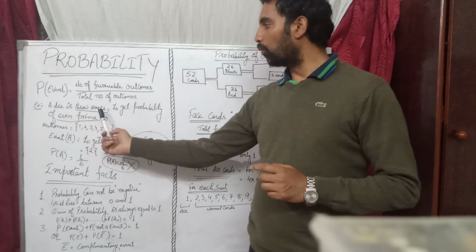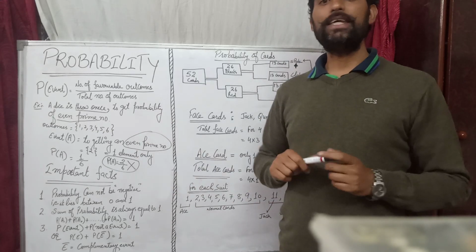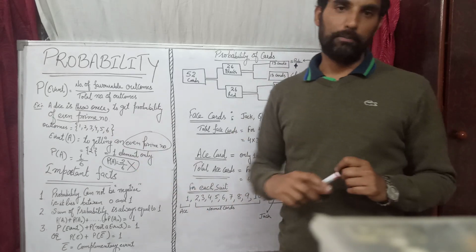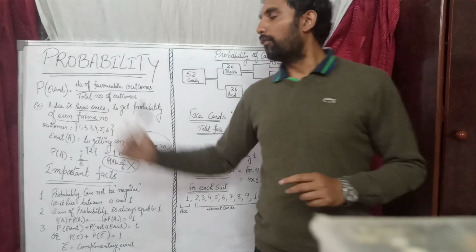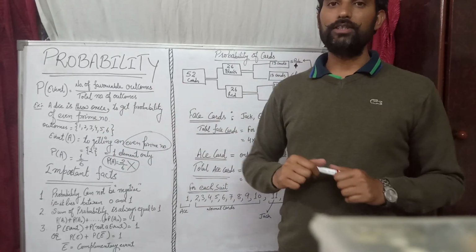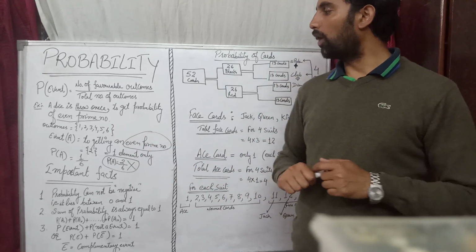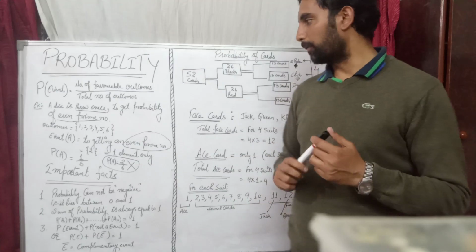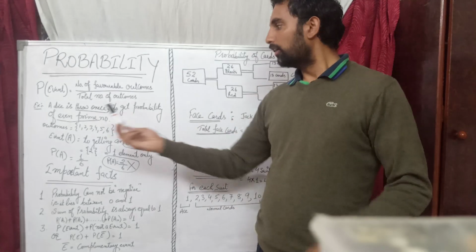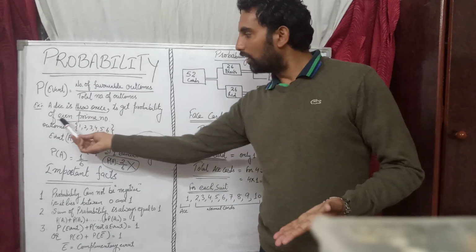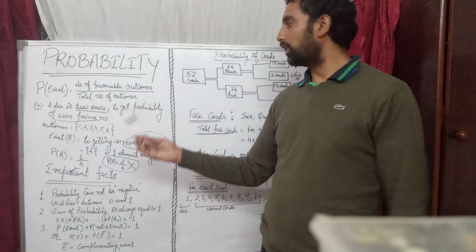A dice is thrown once. Find the probability of getting an even prime number. So when we throw a dice, what are the possible outcomes? I just write it down here. The possible outcomes are 1, 2, 3, 4, 5, 6. And what is the event here? The last line will tell you what is the event, what we want. That is called the event.